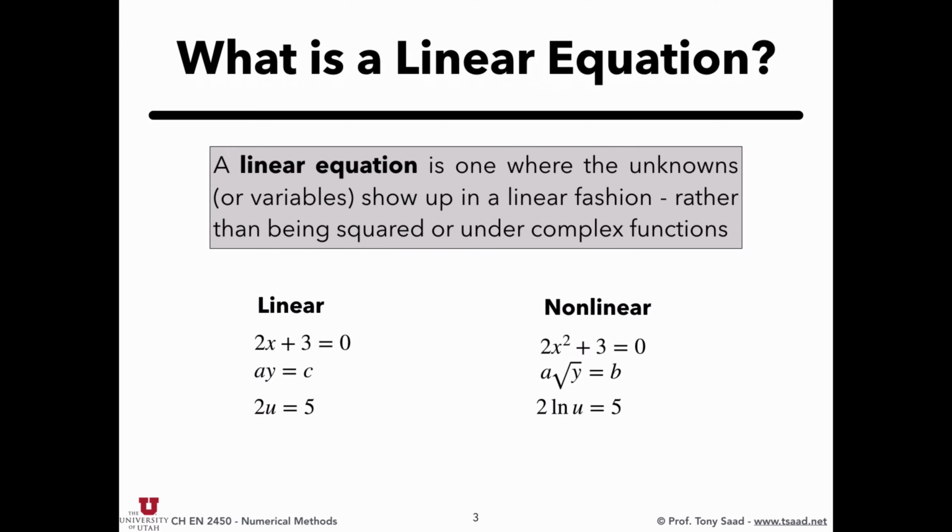2x plus 3 equals 0 is a linear equation. Ay plus c is a linear equation as long as a and c are constants and not nonlinear functions of y. 2u equals 5 is a linear equation where u is the unknown, as opposed to nonlinear equations, where you have some examples. 2x squared plus 3 equals 0 is a nonlinear equation because x shows up in a nonlinear fashion. It's x squared. Square root of y equals b, 2 log u equals 5.